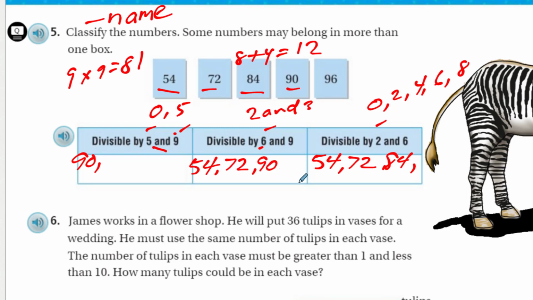Ooh, it's in 2 boxes already. Now, how about over here? Oh, again, 2 and 6. We just did that one. So now 90 gets to be over here. 90's winning. It's in 3 boxes.